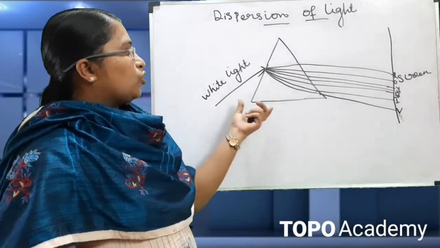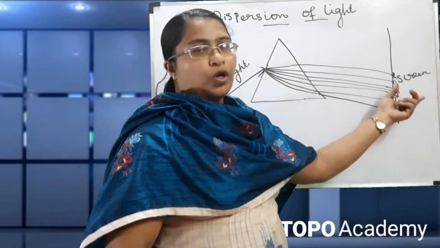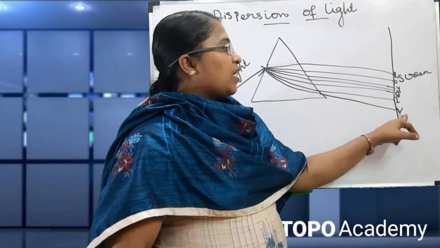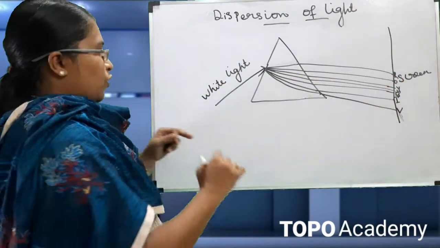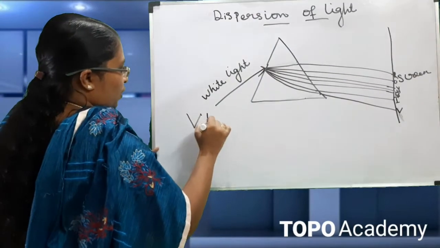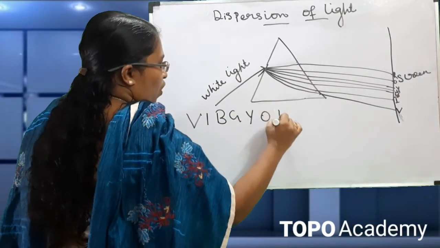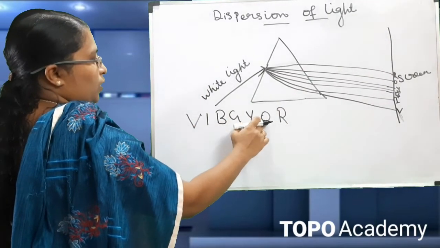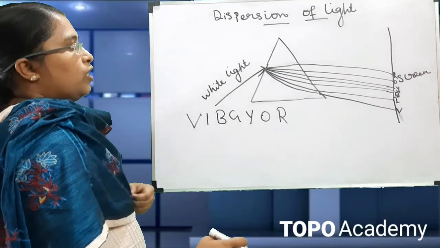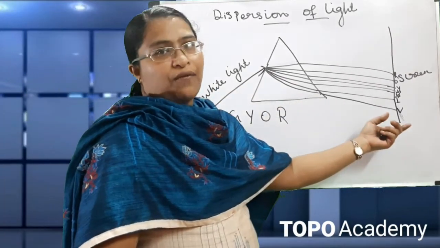When white light is passed through a glass prism, it will split into 7 colors, and the 7 colors are got on a screen. The 7 colors are violet, indigo, blue, green, yellow, orange and red. So we can write it as VIBGYOR. So here he found that white light is a combination of 7 colors.